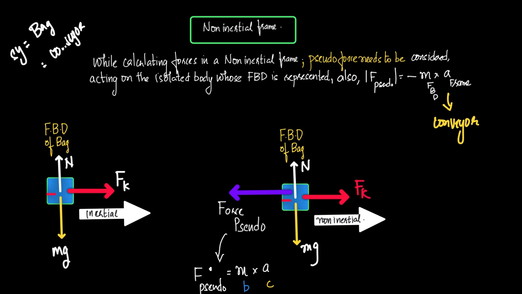But as we discussed, in a non-inertial frame we also need to add the pseudo force, and this pseudo force will be represented as F pseudo, whose magnitude is given by mb into AC, which means mass of the body selected for the free body diagram, which in this case is the bag, into acceleration of the frame, which is acceleration of the conveyor. Since I have represented this as a vector, I have taken only the magnitude, otherwise this would be negative. Okay.